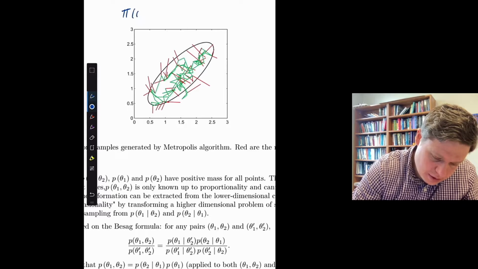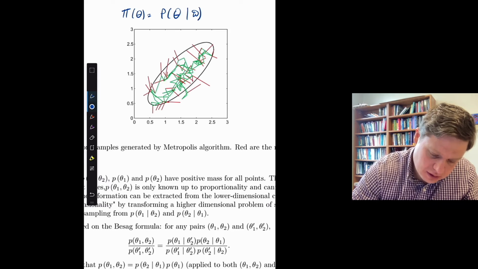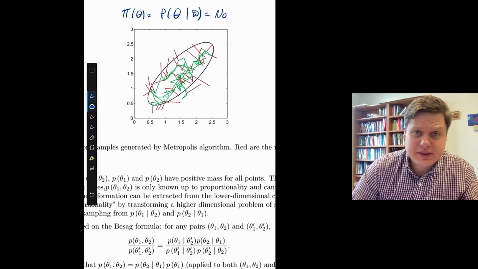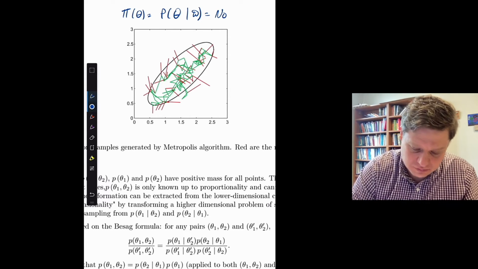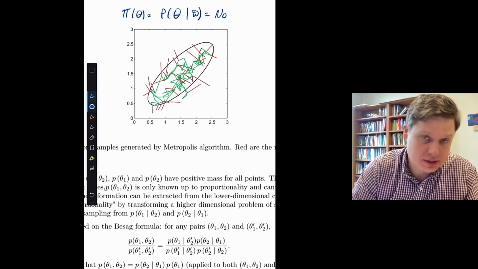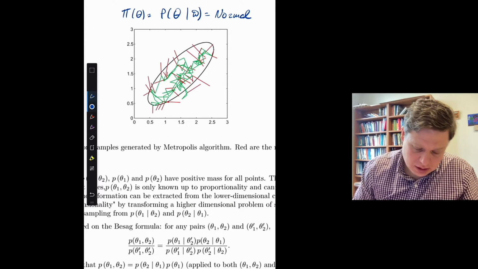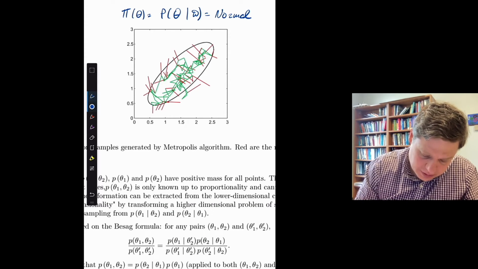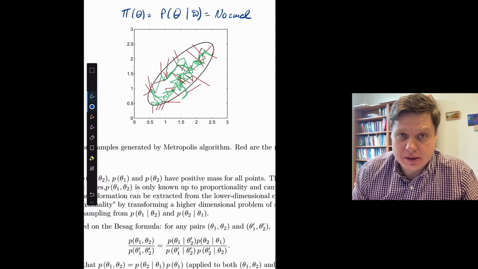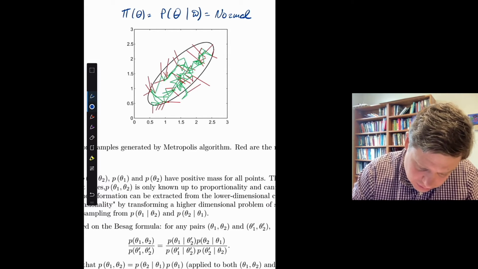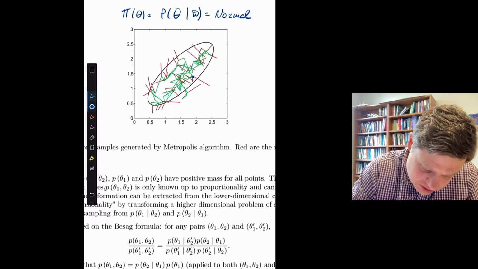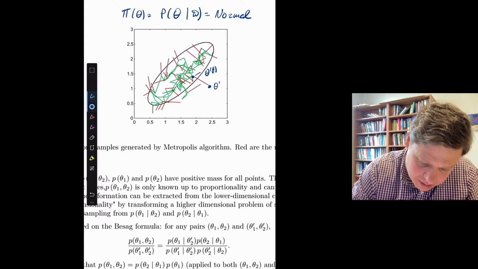So our pi of theta, which is just our posterior of theta given data, is normal. It's the simplest case, of course, just for the sake of visualization; this is not practical. What you see here in green are the samples that were accepted, and in red the samples that were rejected. So let's look at this case, for example. We moved from this point to this point. That was our theta g, and that was our theta prime.